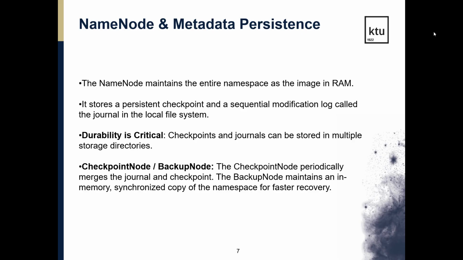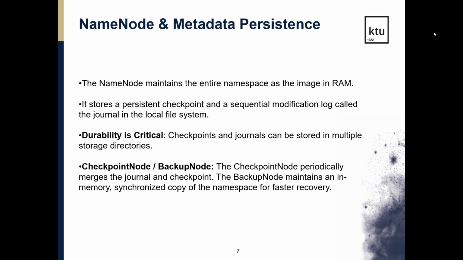We are just going to add the specific point. Durability is critical. Checkpoint and journal can be stored in multiple storage directories because even if one node fails, we can access it using another checkpoint node and backup node. The checkpoint node periodically merges the journal and checkpoint. The backup node maintains an in-memory synchronized copy of the namespace for faster recovery.